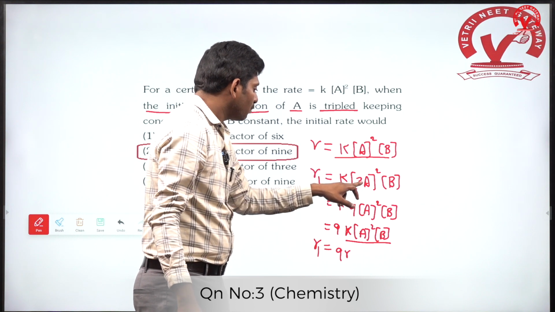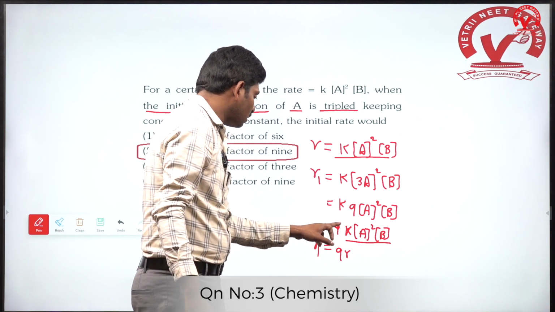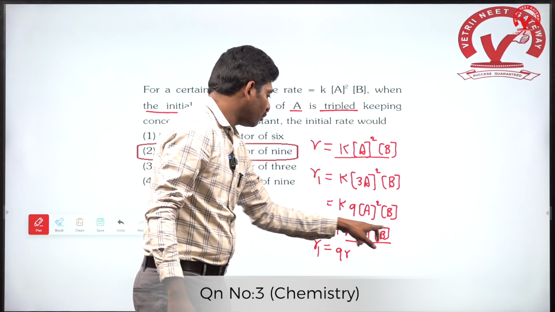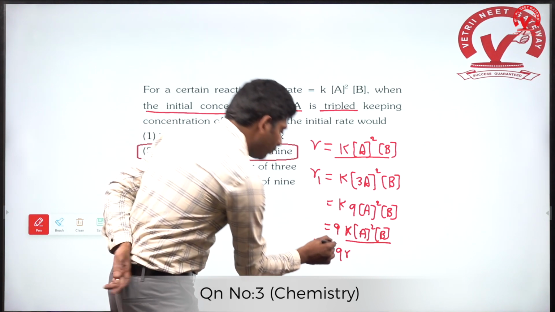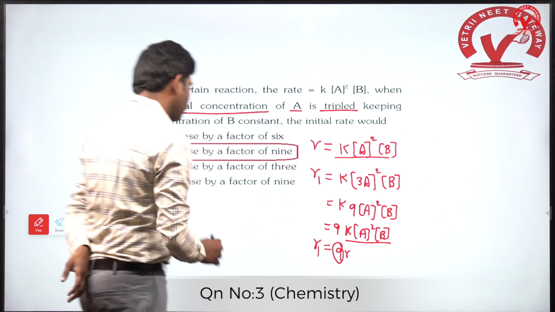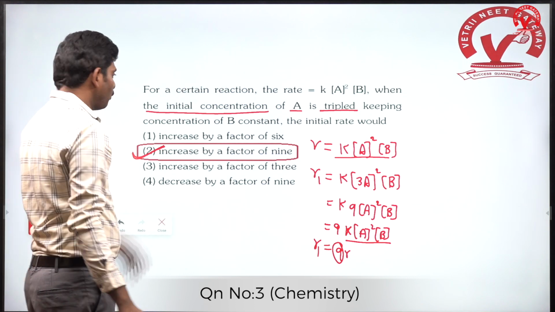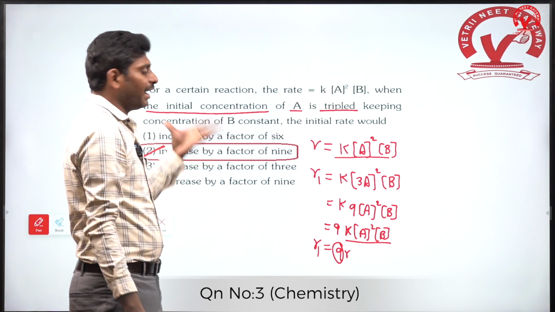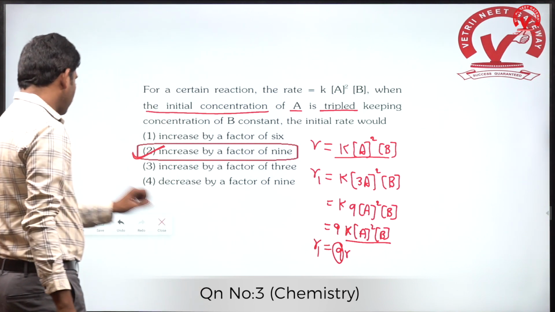So A becomes 3A. Then 3 square is 9, so you can write 9K A square B. So this K A power 2 and B is R. So R1 is equal to 9R. It is how many times? 9 times. So the rate increases by a factor of 9. So if you increase the molar concentration 3 times, the rate increases 9 times. Good. Next we will move to the next question.